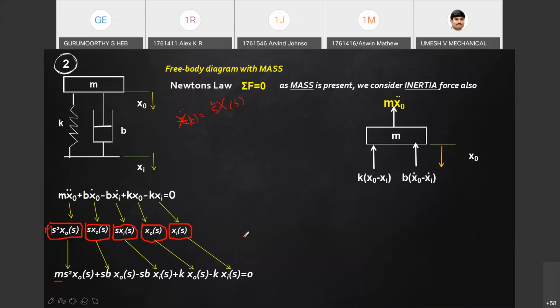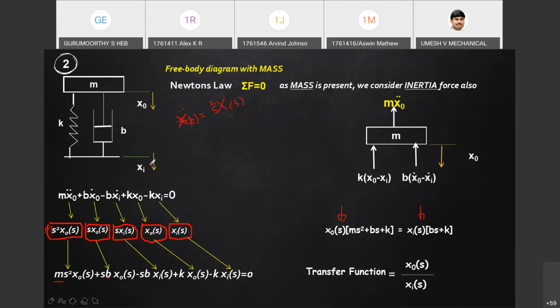Now you can separate the variables if you want. The coefficients you can put in the bracket, take the other variable, and take all the coefficients in the bracket. It is simple mathematics, separating the variables. So the transfer function is the Laplace output x naught of s divided by the Laplace input.